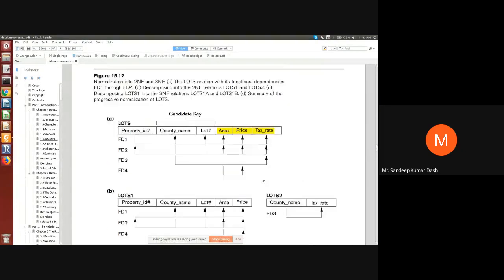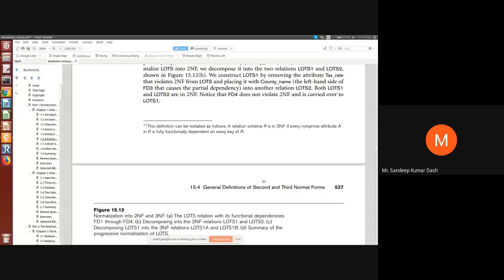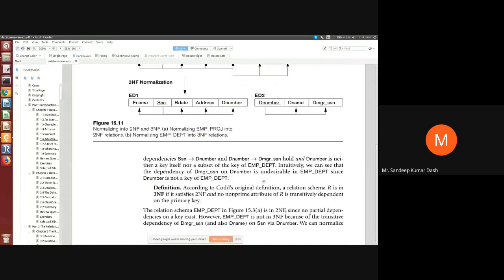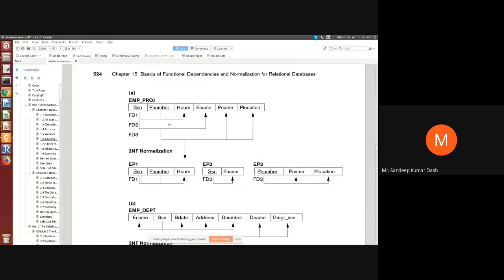Fine. So you saw two examples. One is this, one is this one. Here also this was partial functional. You took it to a separate table with the key this one. This one also partial functional on prime attribute or the primary key. So you took P number to a separate table with P name, P location. These three combinedly are now in 2NF. Okay.